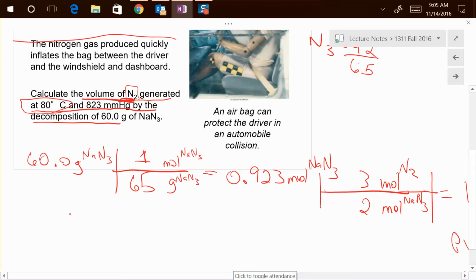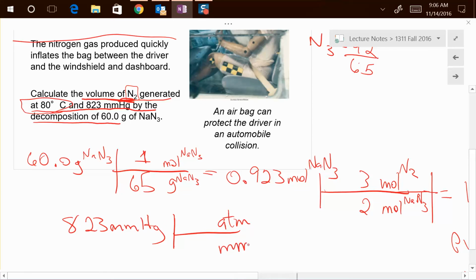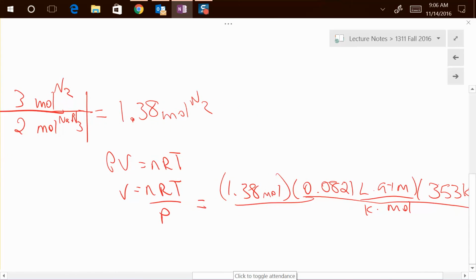Can I use that in the ideal gas constant equation? Why not? No, it has to be in atmospheres. 823 millimeters of Hg converted to atmospheres from the mmHg. So 823 divided by 760. What is that? 1.08.